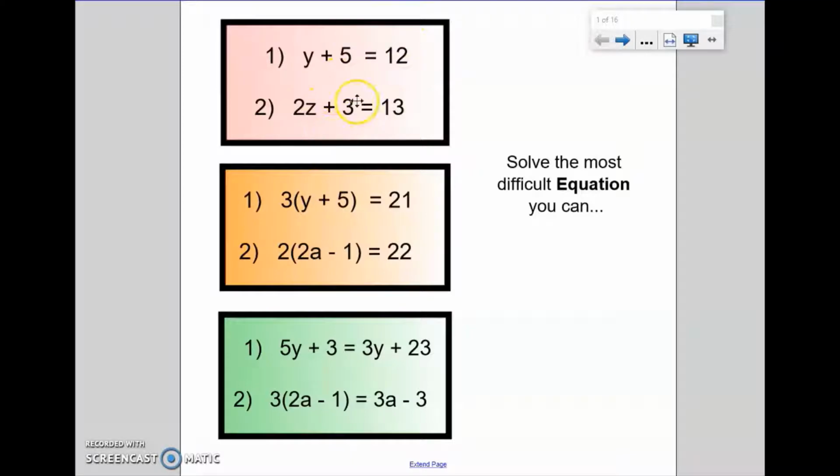So we've got some 2-step equations up here. We've got some expansion of brackets, and we also have some equations here that involve 2 unknowns. Okay, could you have a go at the 2 most difficult equations you are confident with? Could you pause the video now, please?